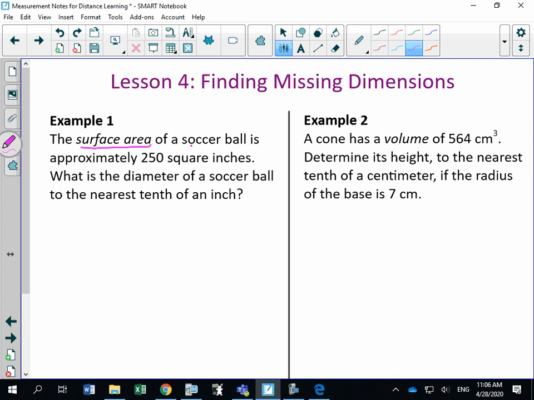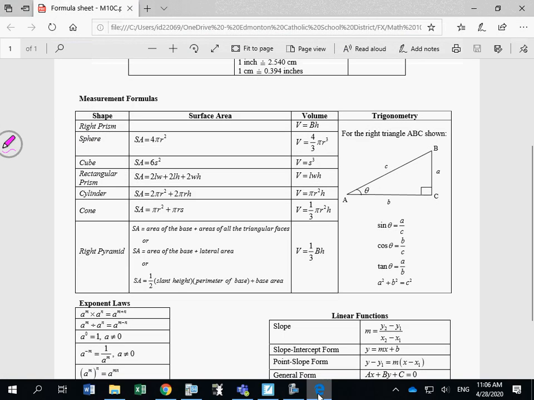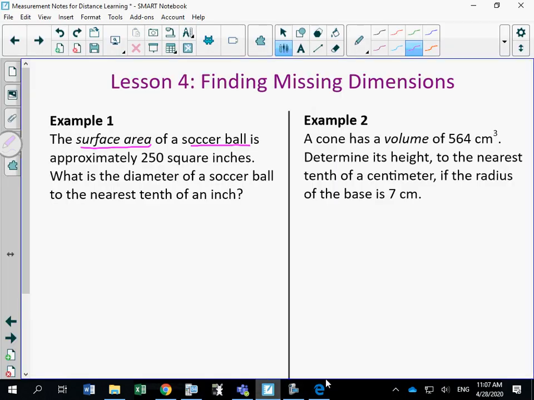you would go to your formula sheet before you do anything else and find that formula. So a soccer ball is a sphere. There's the surface area of a sphere right there. Surface area is equal to 4 pi r squared. So let's write that down. Surface area of a sphere is equal to 4 pi r squared.